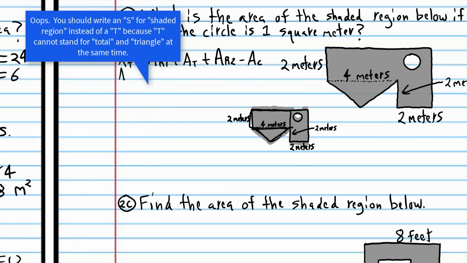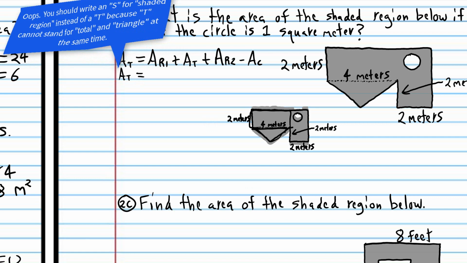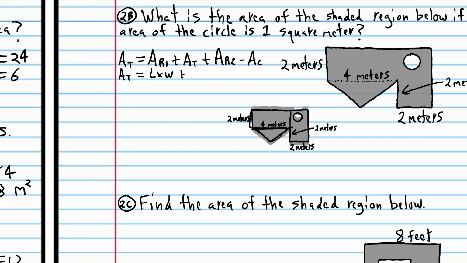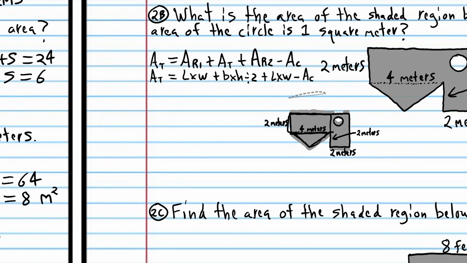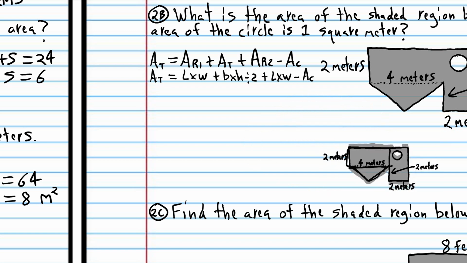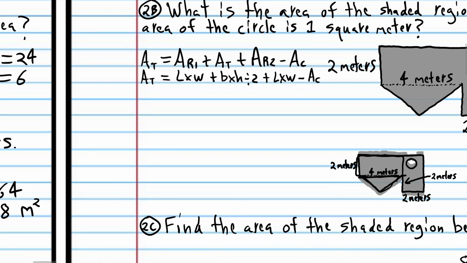All right, so again, area of a rectangle is length times width. Area of a triangle is base times height divided by 2. And the area of the other rectangle is length times width again. And then minus the area of the circle, which we're just going to be told what that is. There's actually a formula that we learned to find the area of a circle, but just to make things a little faster, I'm not going to require you to use the approximation we learned previously.